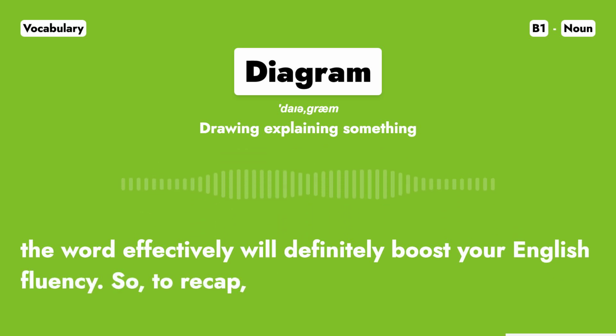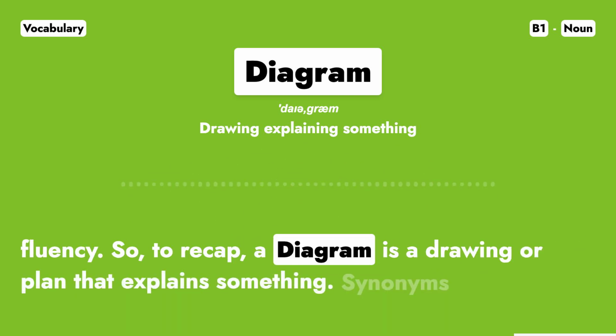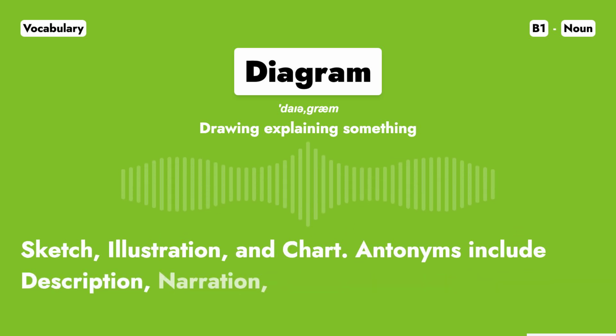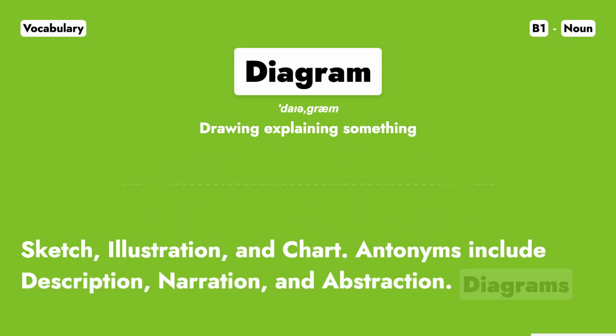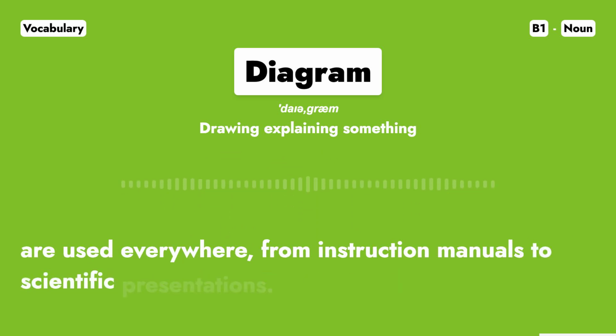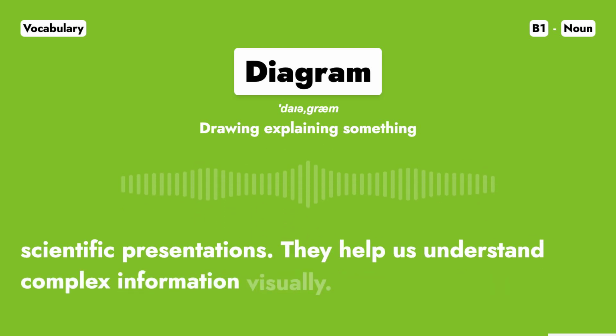So, to recap, a diagram is a drawing or plan that explains something. Synonyms include sketch, illustration, and chart. Antonyms include description, narration, and abstraction. Diagrams are used everywhere, from instruction manuals to scientific presentations. They help us understand complex information visually.